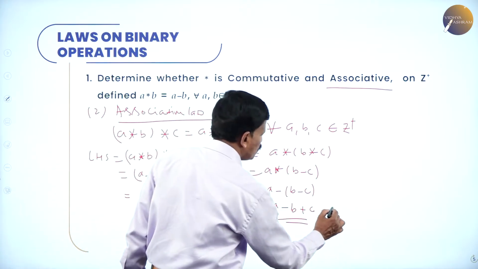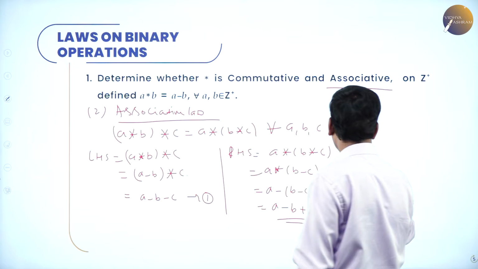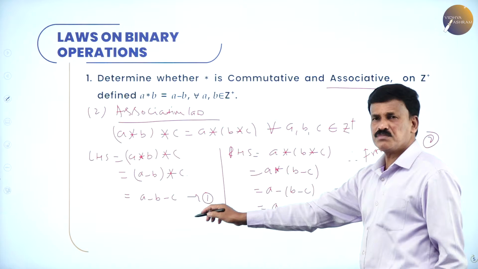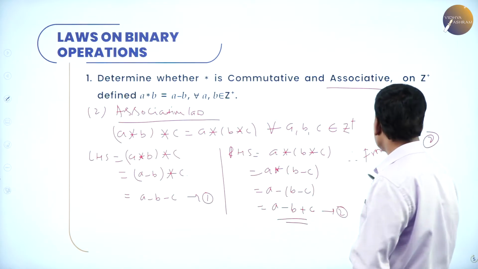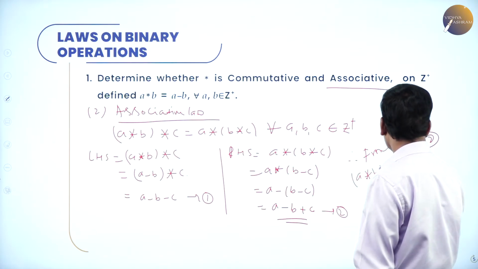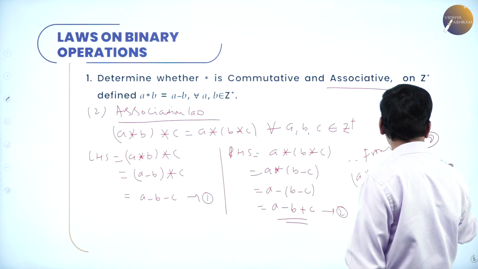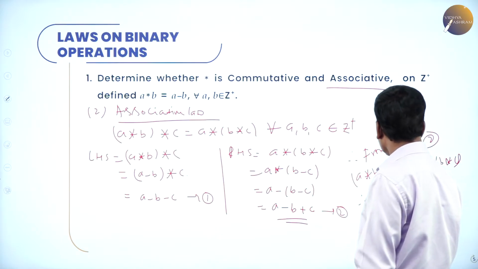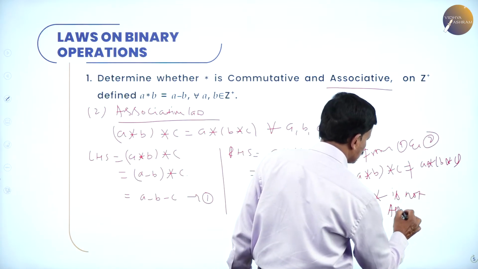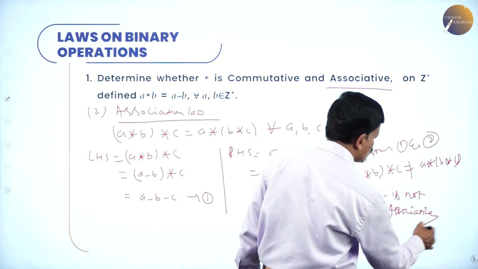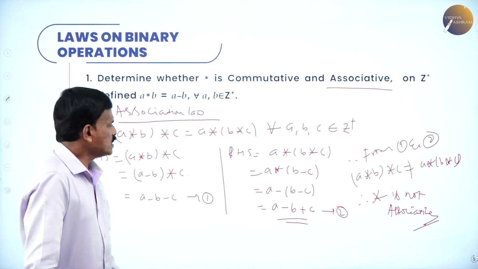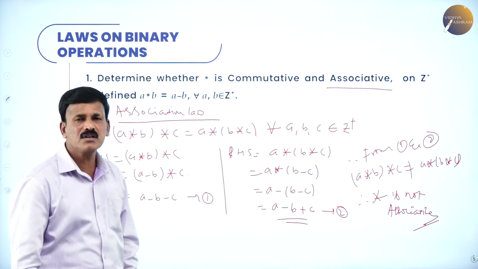See equation number 1 and 2. What do you say from 1 and 2? Therefore, from 1 and 2, definitely A minus B minus C is not equal to A minus B plus C. So, therefore, from 1 and 2, we can conclude that (A star B) star C is not equal to A star (B star C). Therefore, star is not associative. Here one is A minus B minus C, another one is A minus B plus C. Therefore, star is not associative.